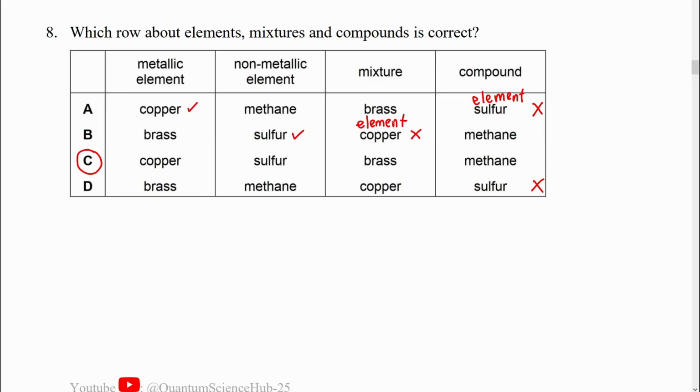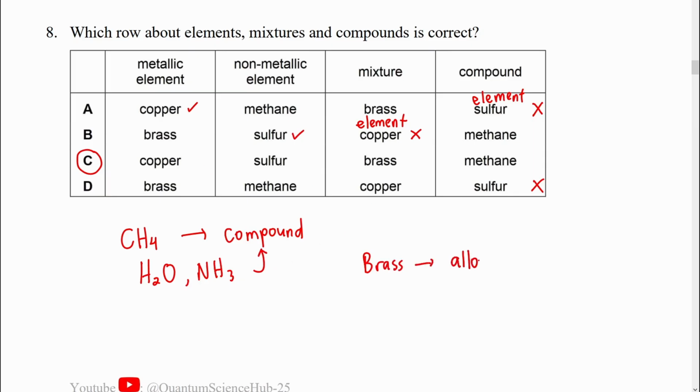Okay, now let's go back to methane. What is methane? Methane is CH4. This is the formula of methane, and this is a compound. Just like water, H2O, or ammonia, NH3, this is also a compound. And brass is an alloy. If you still remember, an alloy is a mixture between two or more different metals, right? So it is a mixture between copper and zinc. Okay, so it is a mixture. So the correct answer here is C.